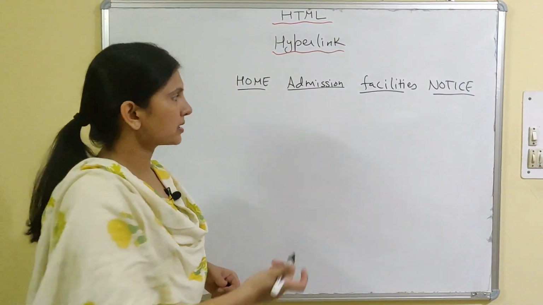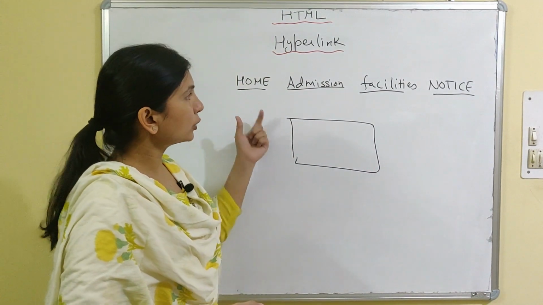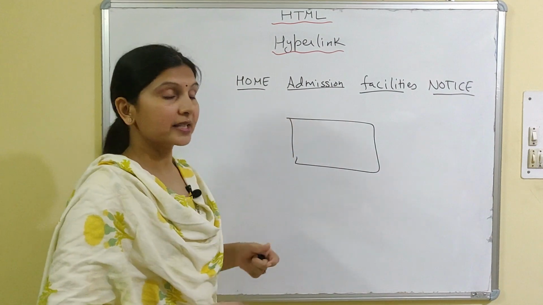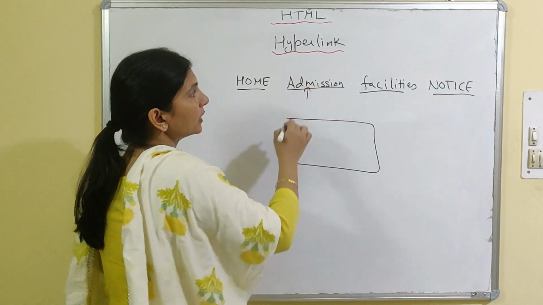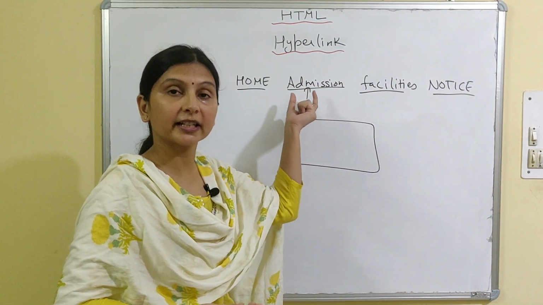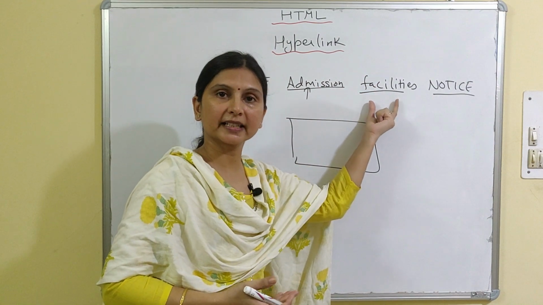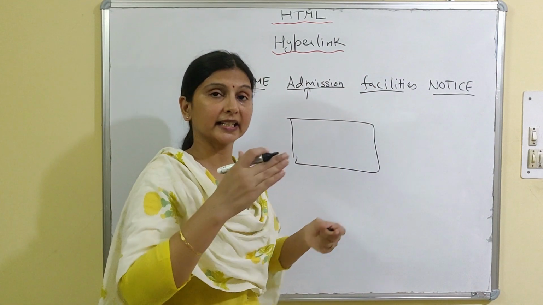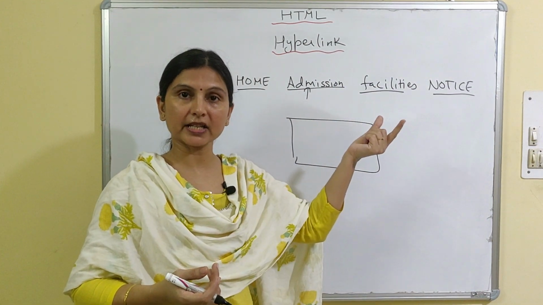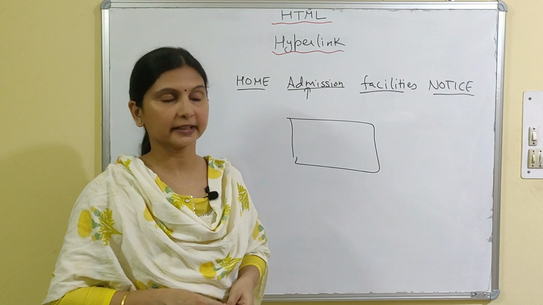This is the home page. There will be an image of the school, isn't it? So how do you go to the other pages? To go to the other web pages, what do we do? We click on these hyperlinks. If I want to get information about admission, I will click on the admission hyperlink. If I want to get information about facilities, I will click on facilities. And as I click on facilities, it will take us to the other web page related to the facilities provided by the school, isn't it?